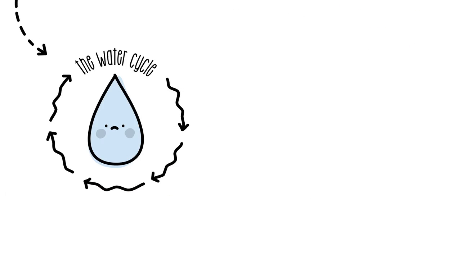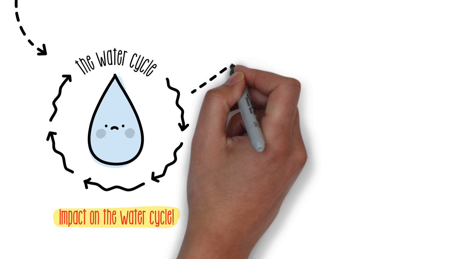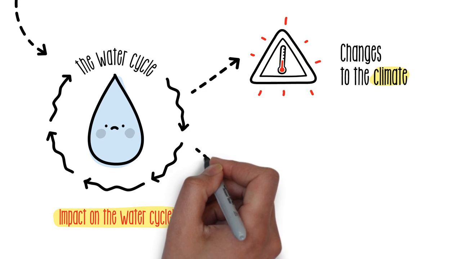The water cycle is being affected by climate change and also because water extraction has trebled in the last 50 years.